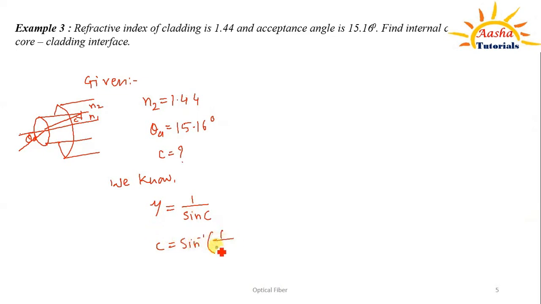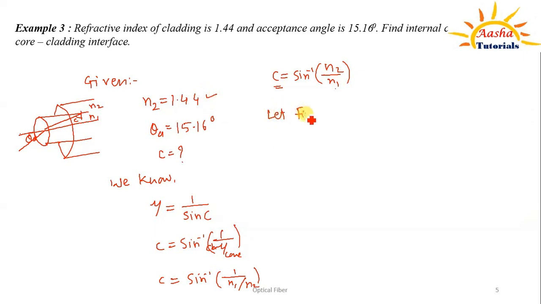1 upon the refractive index of core with respect to cladding, right? In terms of n, I can write C is equal to sine inverse of 1 upon the refractive index of core n1 with respect to cladding, meaning divided by n2. So by this I can write the critical angle is equal to sine inverse of n2 upon n1. It means if I want to find the critical angle, I should know n1 and n2. In this relation n2 is given, so we have to first find n1, the refractive index of core.